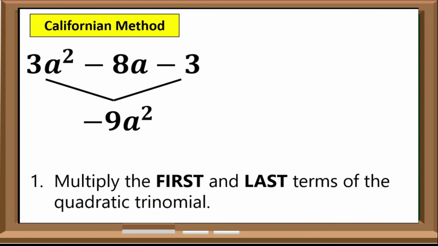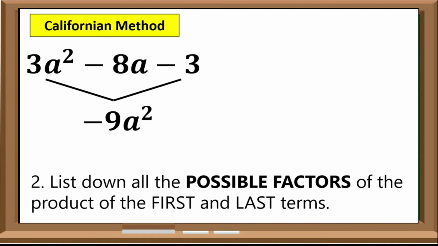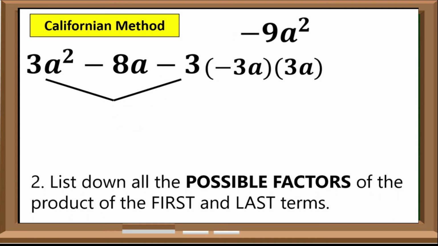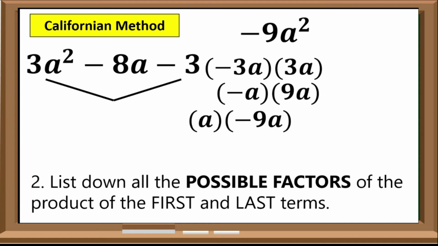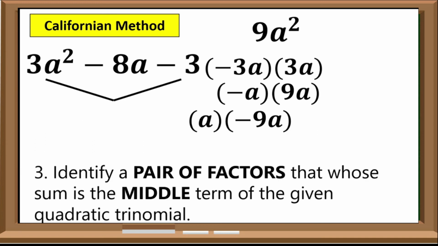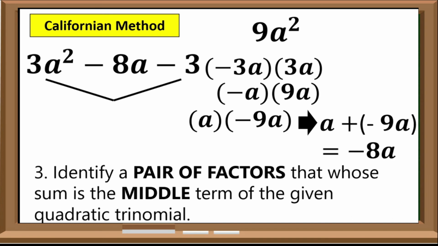Second step, list down all the possible factors of the product of the first and last terms. The possible list of factors of negative 9a squared are negative 3a times 3a, negative a times 9a, and a times negative 9a. Third step, identify a pair of factors whose sum is the middle term of the given quadratic trinomial. Among the list of factors, a times negative 9a, whose sum is the middle term, which is negative 8a. That would be a plus negative 9a, is equal to negative 8a.